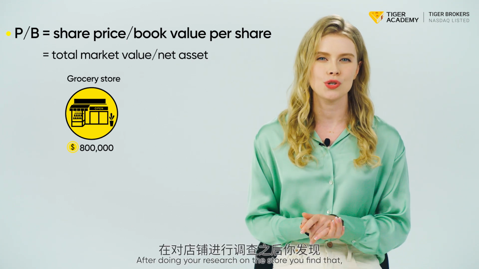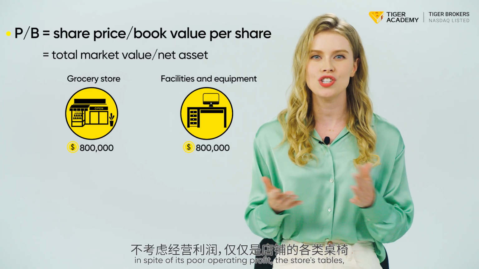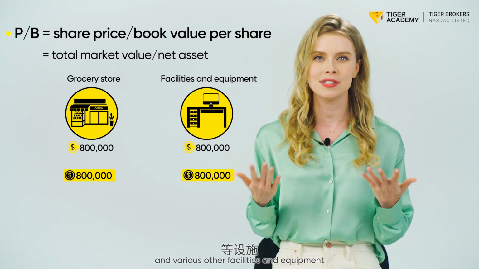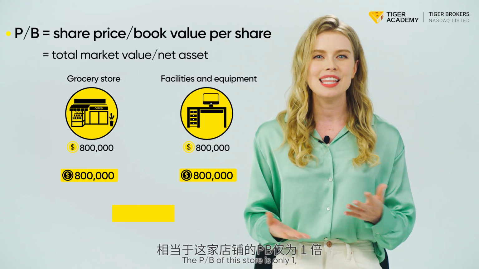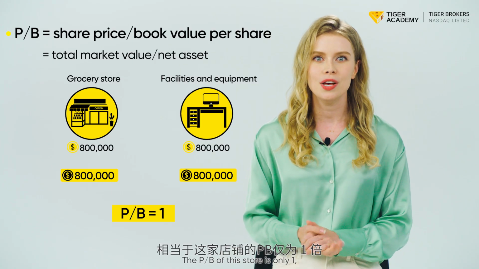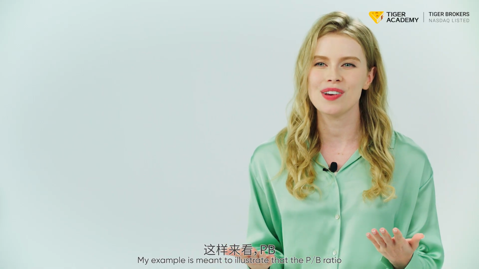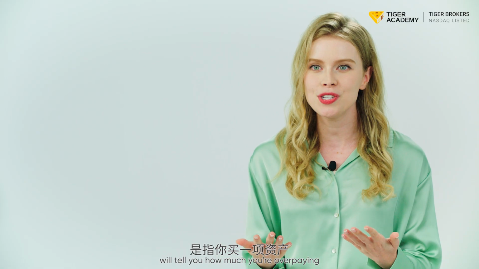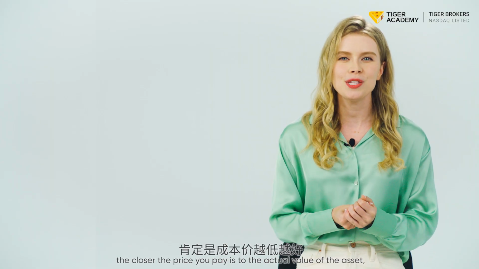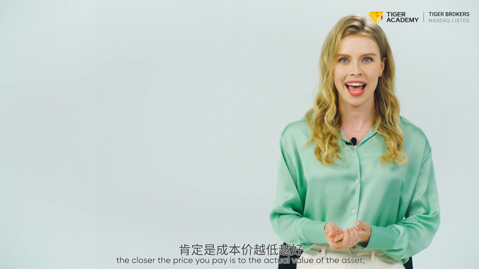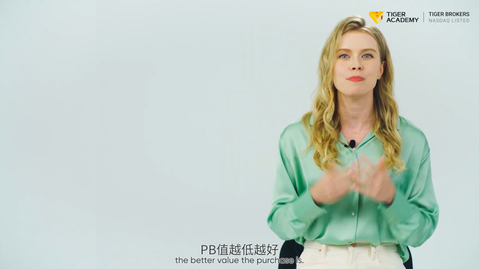After doing your research on the store, you find that in spite of its poor operating profit, the store's tables, chairs, electrical equipment, and various other facilities and equipment are already worth $800,000 by themselves. The PB of the store is only 1, which basically means you can buy the store at cost. My example is meant to illustrate that the PB ratio will tell you how much you're overpaying or underpaying for an asset. Just as with any investment, the closer the price you pay is to the actual value of the asset, the lower the PB, and all other things being equal, the better value the purchase is.